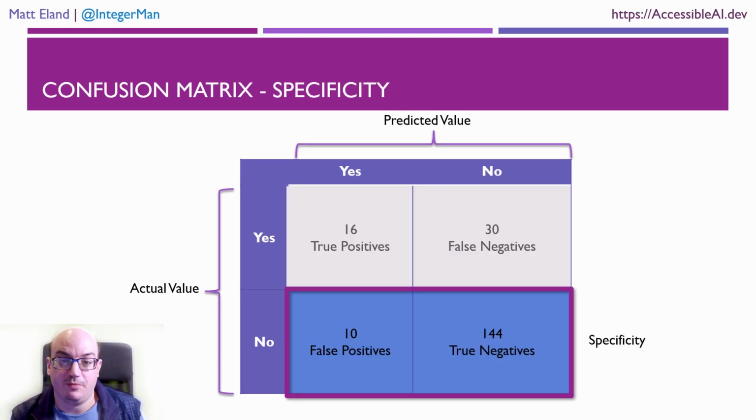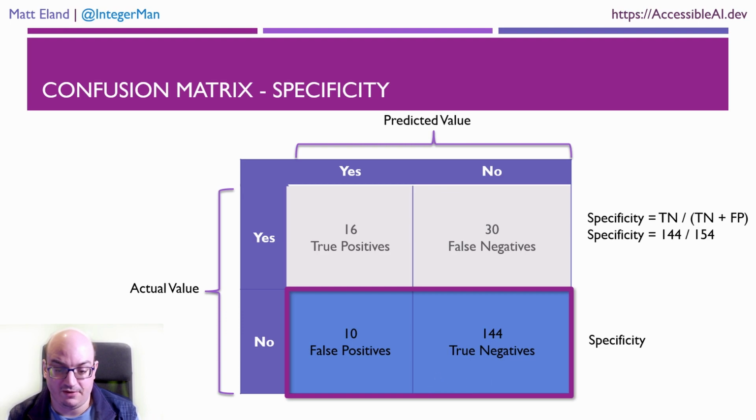This is how much can we trust? If it is no, what percentage of the time are we actually predicting no? And we get this by calculating this 144 divided by the total number in this whole row here. So that's where we take our true negatives and then sum everything else up. And in this case, it's 144 divided by 154.